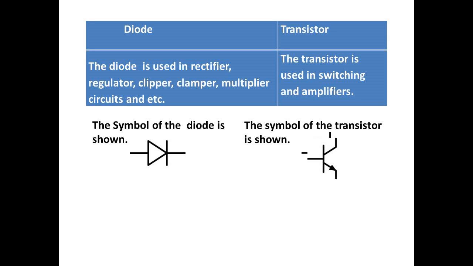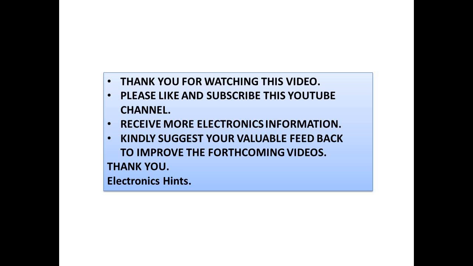The diode is used in rectifier, regulator, clipper, clamper, multiplier circuits and etc. The transistor is used in switching and amplifiers. The symbol of the diode is shown. The symbol of the transistor is shown.